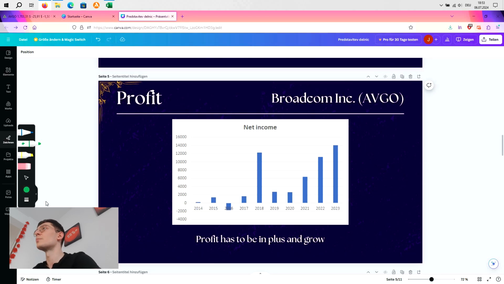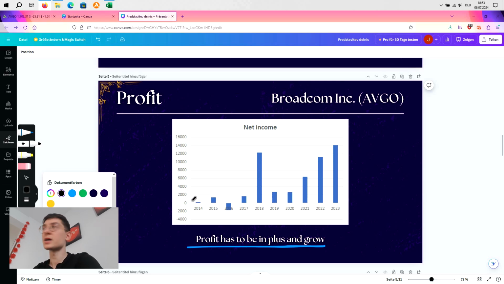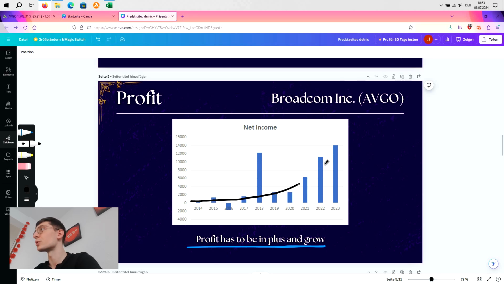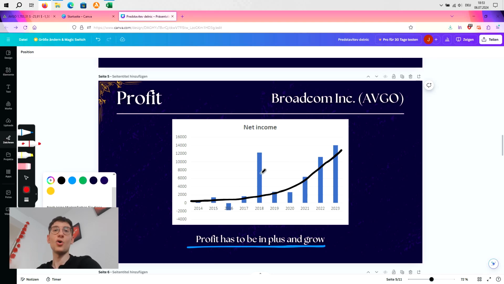Now we come to the profit, and for profit we have an instruction that tells us profit has to be in plus and it has to grow as well. Now what exactly does that mean? Same story as with the chart. We are going to draw a little exponential growth line, kind of like this. And now we are going to compare the profit with that growth line, okay? And immediately, bro, you can see that it generally follows that line. But the only problem is that in 2016, they have minus.